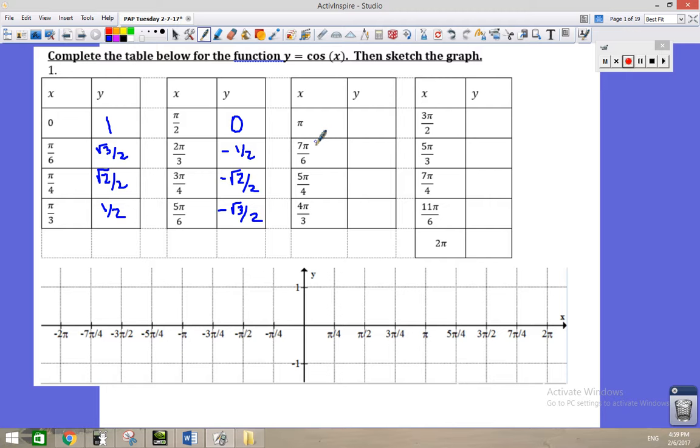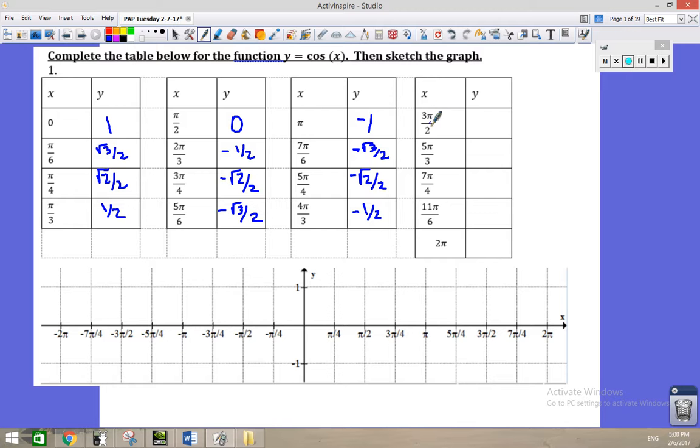At pi, at 180 degrees, I'm over to the left at the point (-1, 0). The x coordinate's -1. At 7 pi over 6, I'm down in quadrant 3 where x and y are both negative. And at 7 pi over 6, the x coordinate should be negative radical 3 over 2. And then this is negative radical 2 over 2. And then at 4 pi over 3, I should be at negative 1/2.